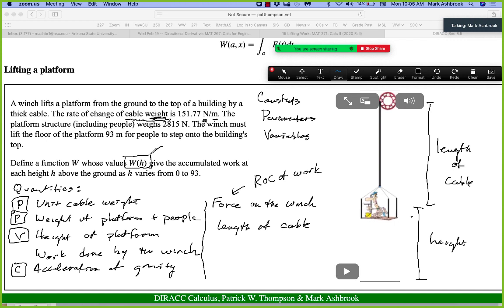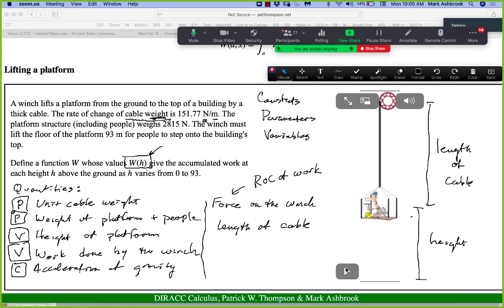Here's the big hint, right? We're writing a work function. That's the whole point of a work function, is that based on the height, the accomplished work, how much work is done so far, is changing. For sure, that's a variable. Okay? What about the force on the winch? Is that staying constant as this thing moves up, or is it changing? The downward force on the winch.